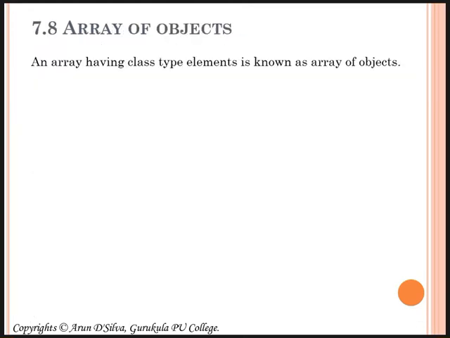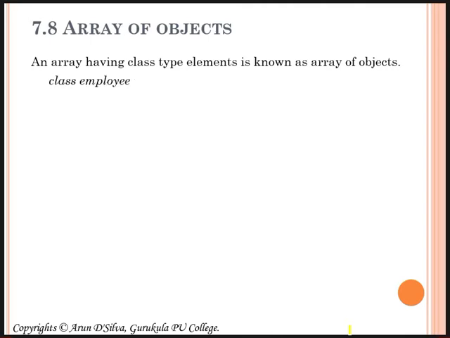The next concept we are going to see is array of objects. An array having class type elements is known as an array of objects. An array of objects is declared after the class definition and is defined in the same way as any other array. I can make that clear with the example itself.